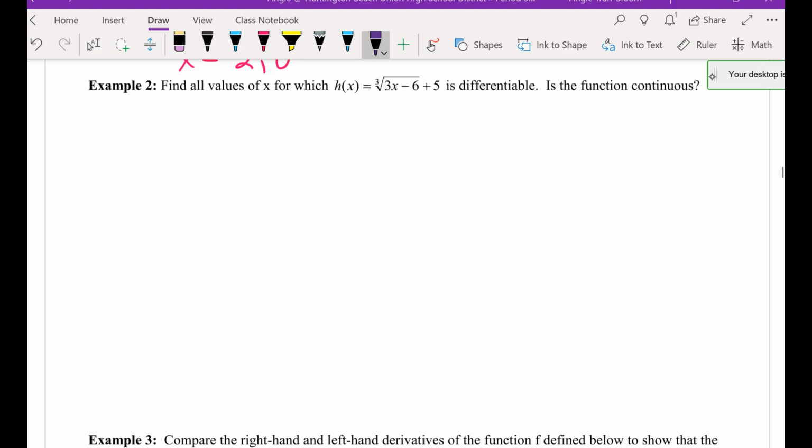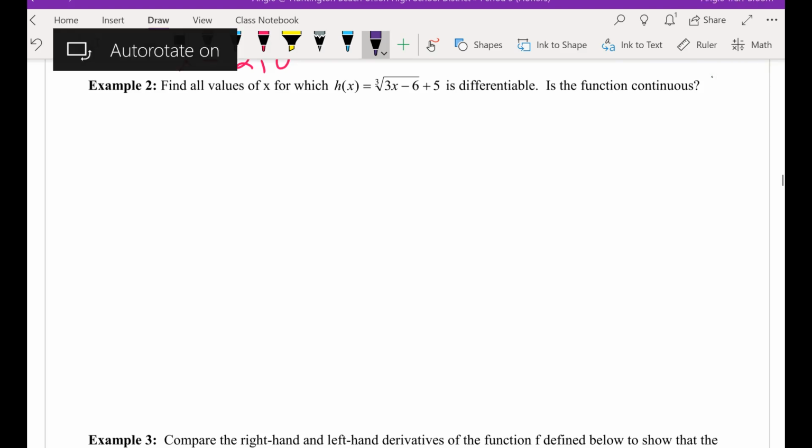Okay, example 2. Find all values of x for which h of x equals the third root of 3x minus 6, plus 5, is differentiable. And is this function continuous? By the way, what's the definition of differentiable? What does it mean? A function is differentiable if it's continuous and if what? Yes, you have a derivative, right?